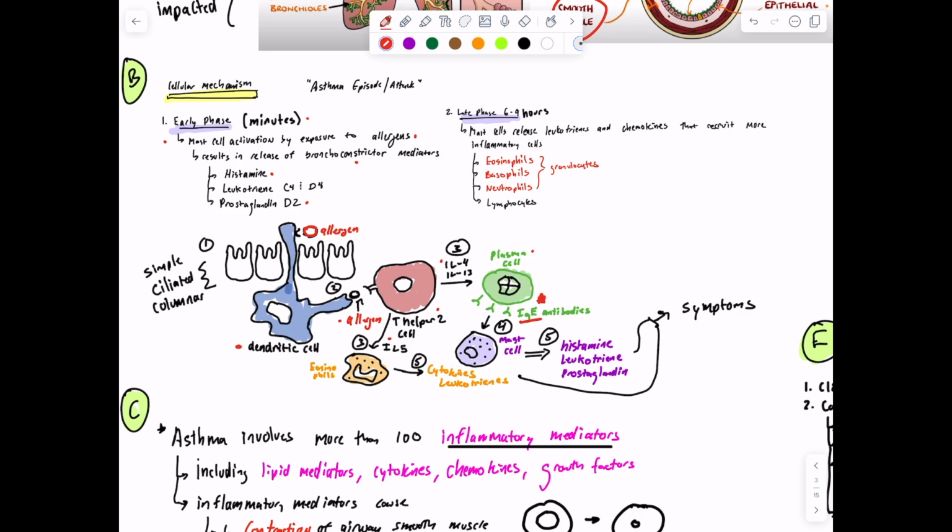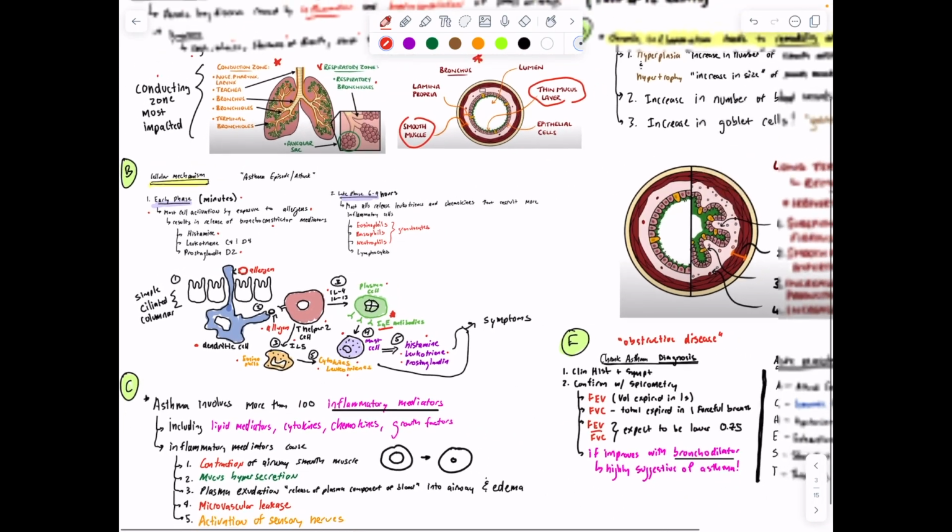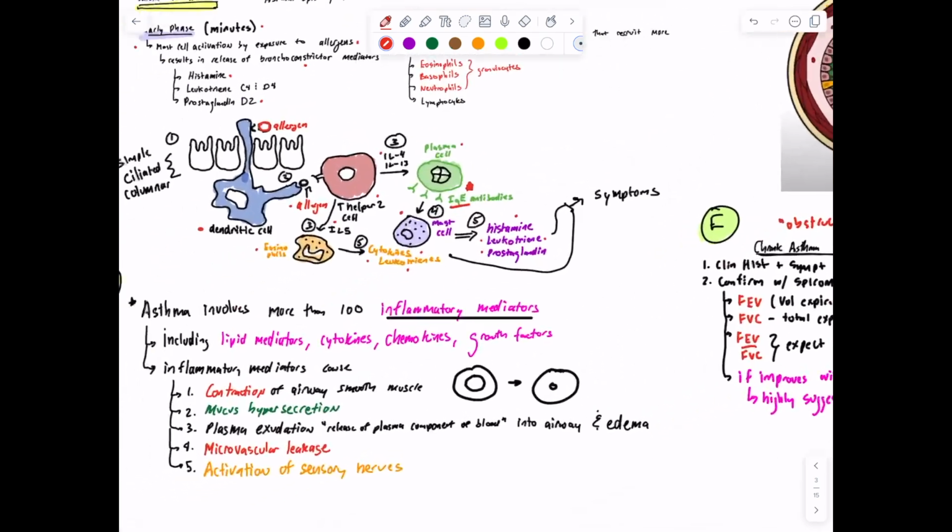Those antibodies will activate our mast cells, and our mast cells release histamine, leukotriene, and prostaglandin, which will promote inflammation. Then going back to our T helper cells, they're going to signal eosinophils to also release cytokines and leukotrienes. And our friends, leukotrienes, in particular, are going to be associated with inflammation. Same with our cytokines.